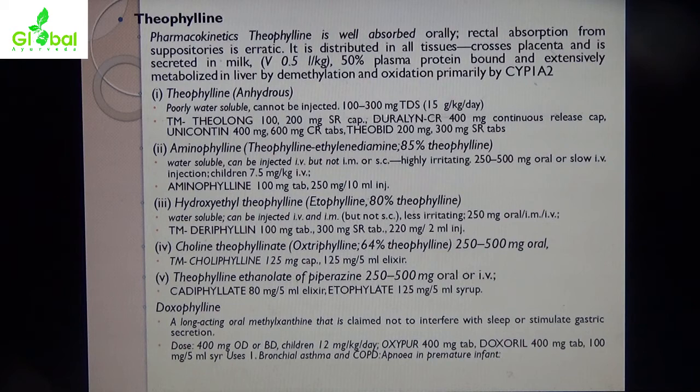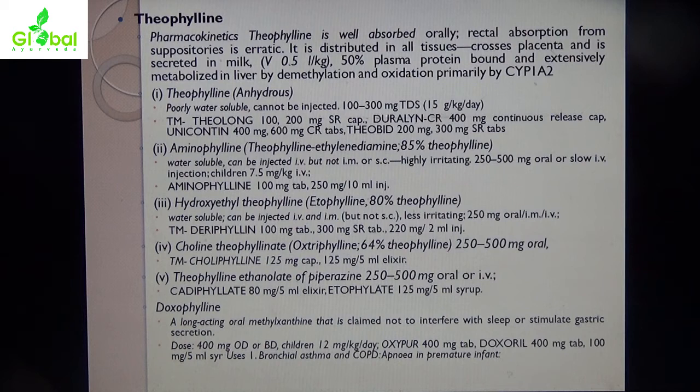Now this theophylline is well absorbed orally; rectal absorption from suppositories is erratic. It is distributed in all tissues, crosses the placenta and is secreted in milk. It is plasma protein bound and extensively metabolized in the liver by demethylation and oxidation. Only 10% is excreted unchanged in urine. Its elimination rate varies considerably with age.